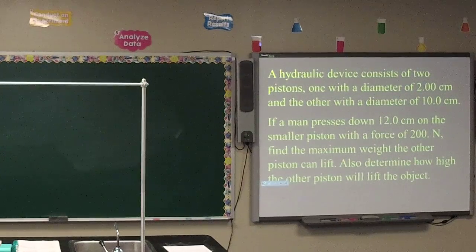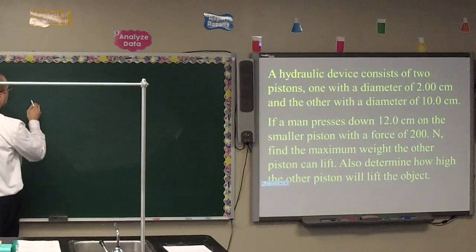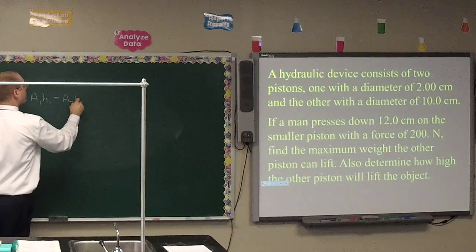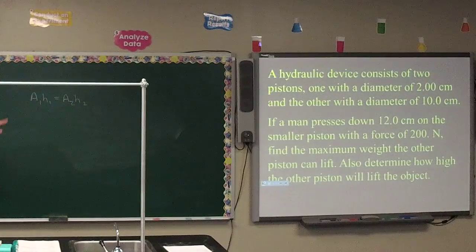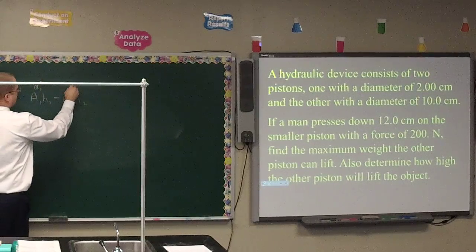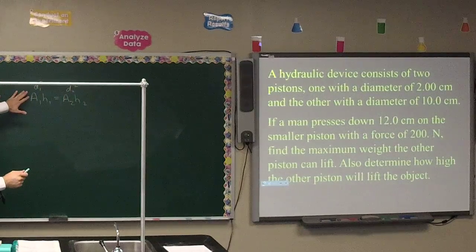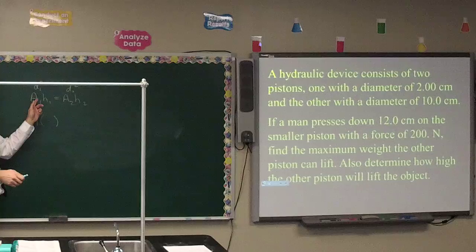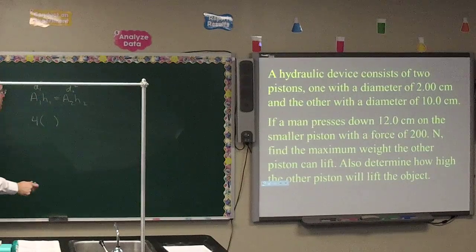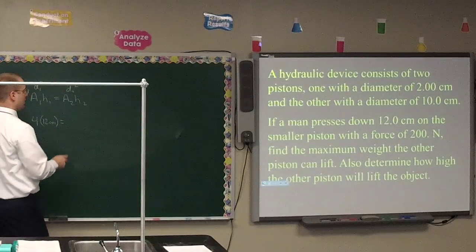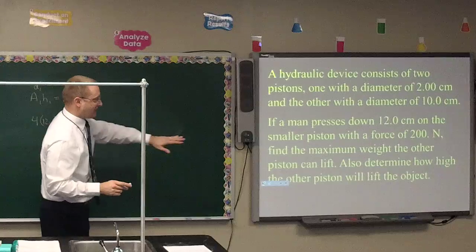What's the first equation we need to use here, Audrey? A1h1 equals A2h2. Okay, we could actually do that one first if we wanted to. Again, instead of the areas, we're going to plug in 4 and 100, or the diameter squared, so d1 squared here, d2 squared here. For the smaller piston, we square its diameter and get 4, and multiply that by the distance that the piston moves, 12 centimeters. And the diameter squared of the other piston is 100, and we're finding h sub 2.